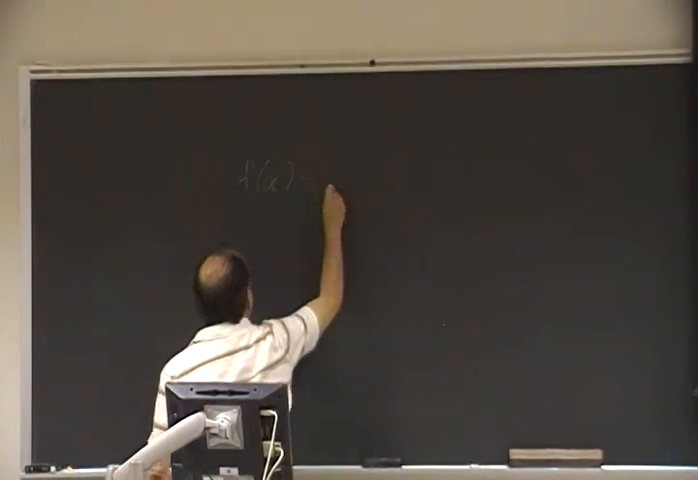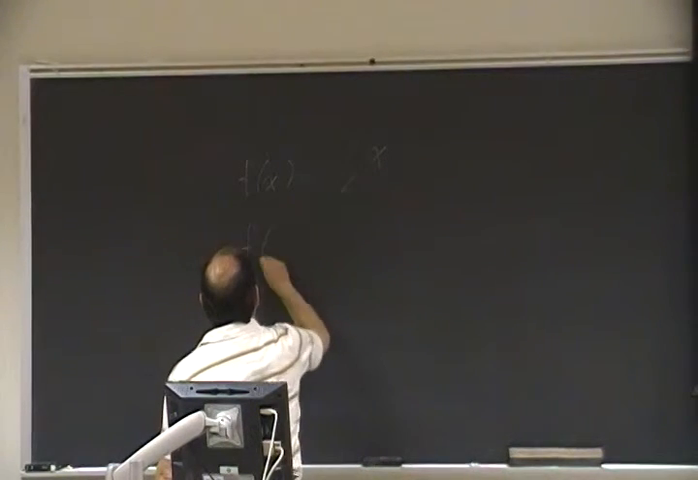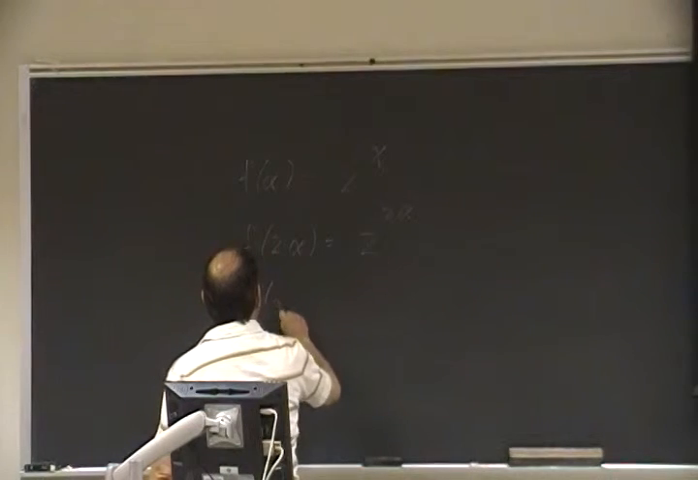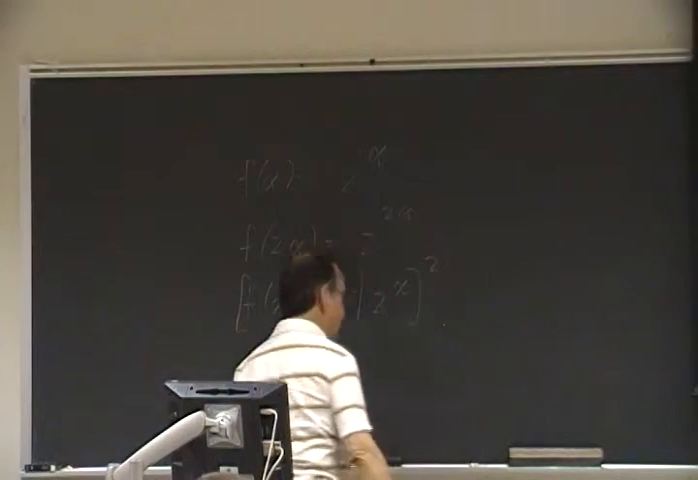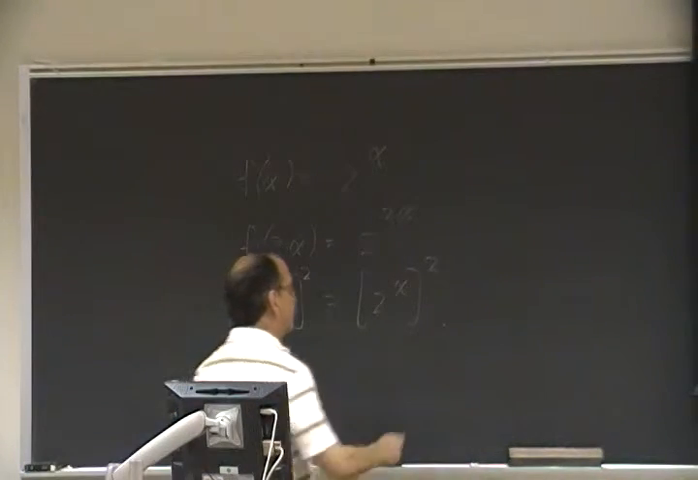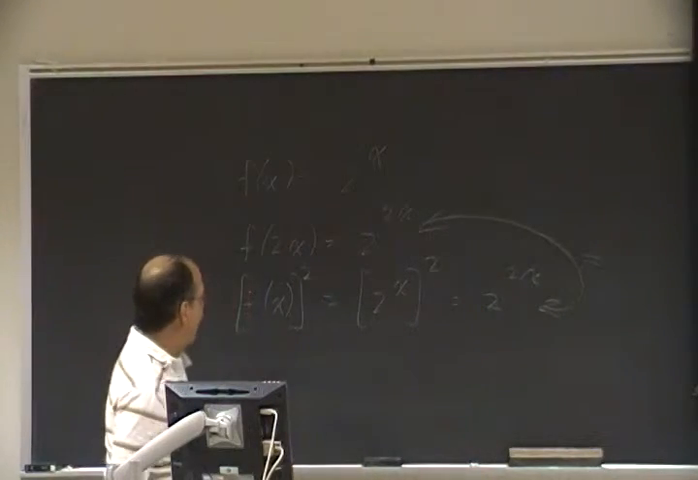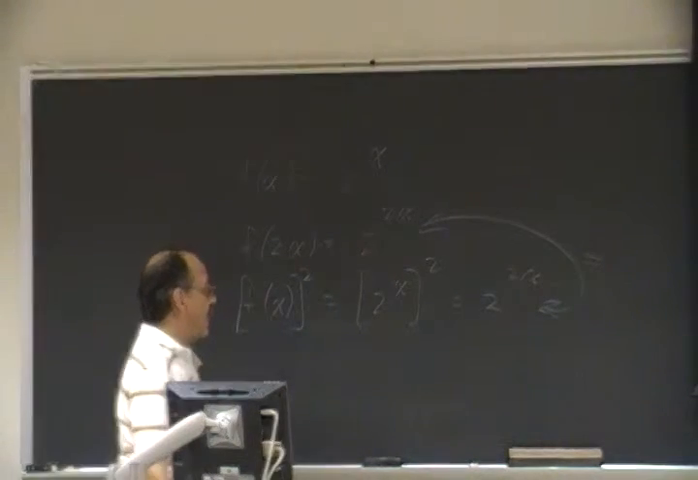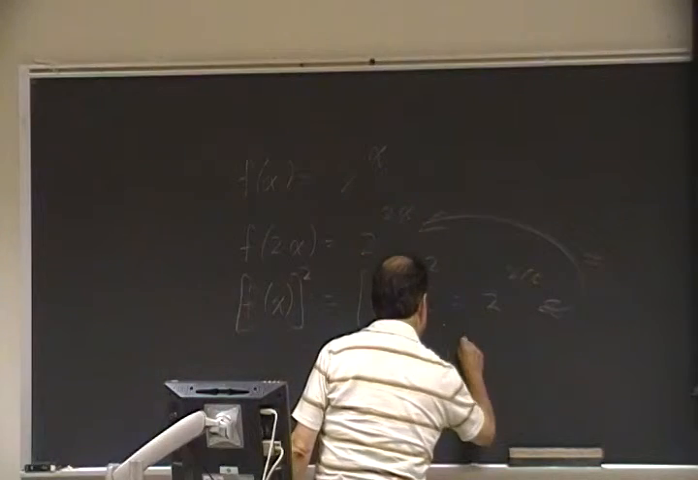Suppose we have f of x equals 2 to the x. What is f of 2x? It's 2 to the 2x. But f of x squared, just to be careful, is 2 to the x, squared. Do you remember how to raise powers to powers? You multiply the exponents, so it's 2 to the 2x power. And these two things are equal. I don't know what that property is called. It doesn't have a name that I know of. It's one of the properties of exponents. B to the A to the C is B to the AC.